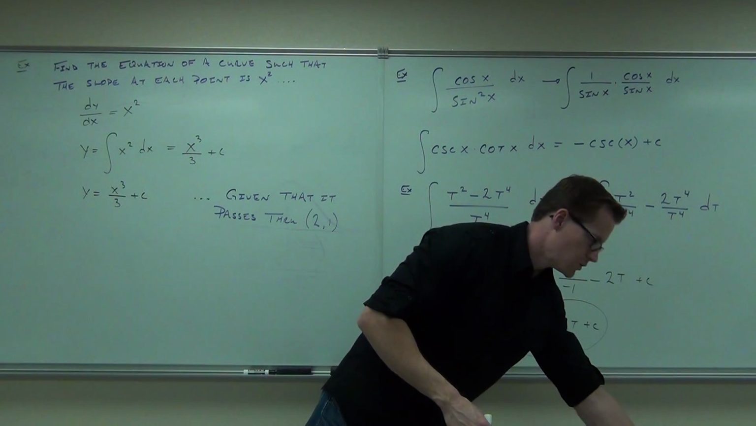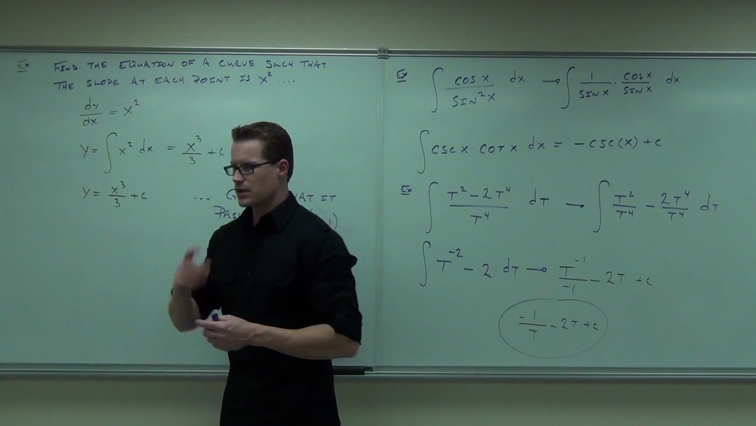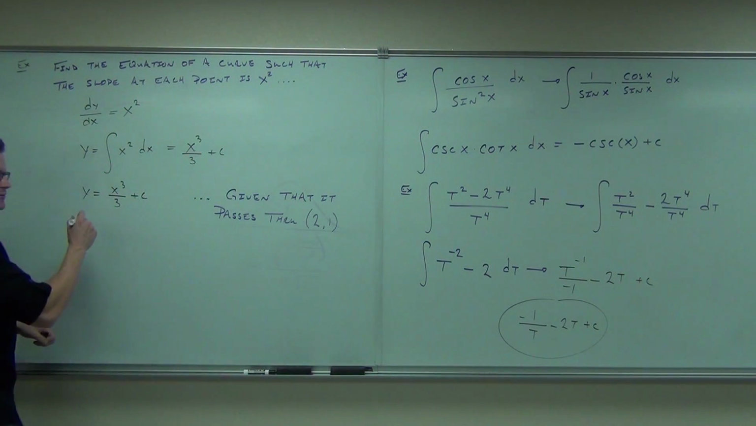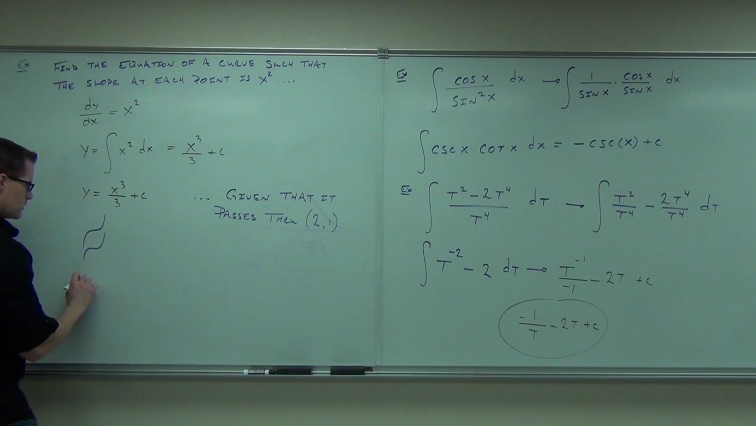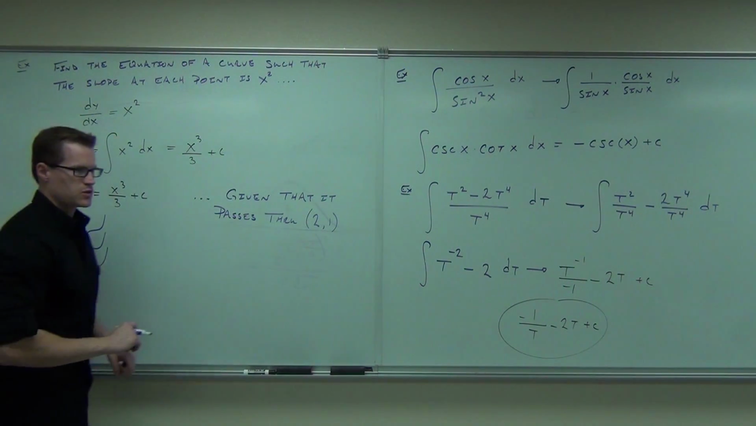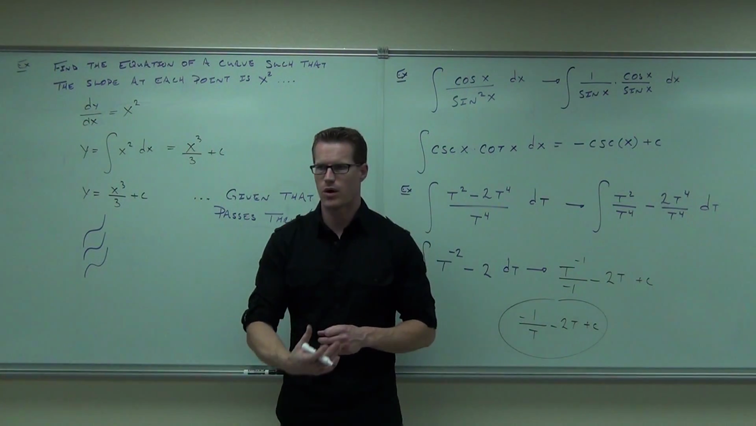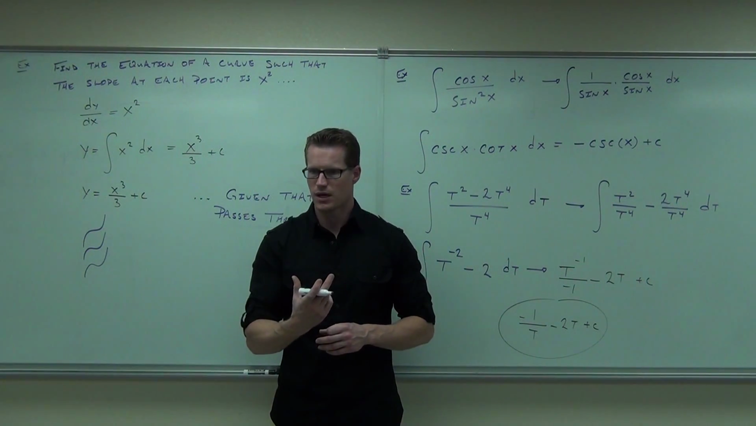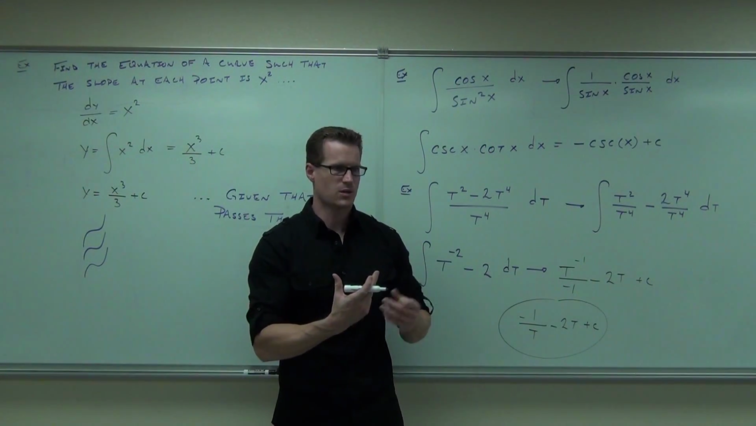Given that it passes through (2, 1), you know what? It doesn't make it any harder. What this says right here is this family, all the x cubed families you can think of. It says any of them that are shifted up and down along the y-axis. Do you notice that? There's no other x's. This is just x cubed shifted up and down the y-axis, so where your y-intercept is different.